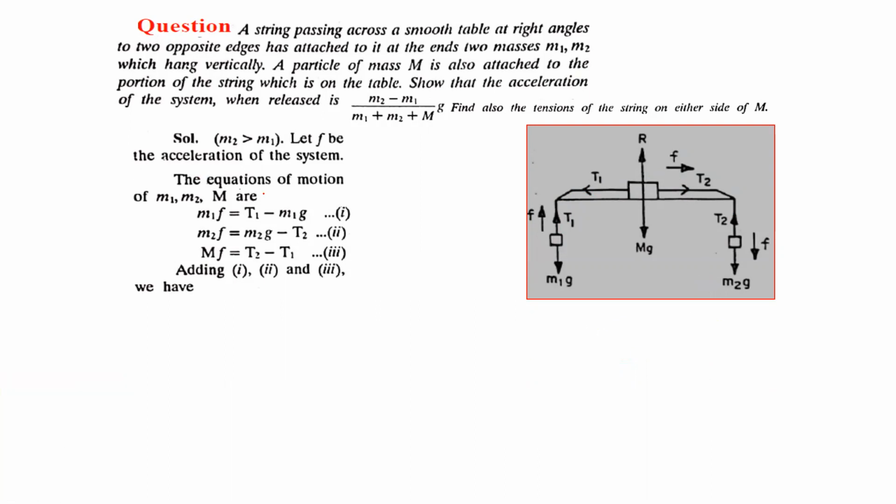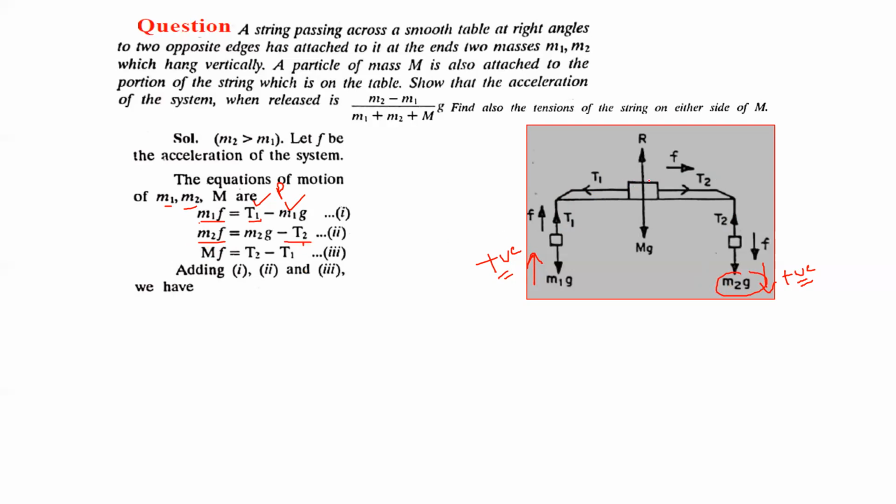So the equations of motion of masses m1, m2 and M, we have three masses and we will make their equations of motion. Firstly, for the mass m1 moving in the upward direction, taking this direction as positive, m1 g is in the downward direction so it will be negative, and T1 is in the upward direction so it will be positive, and this is the effective force, equal to mass into acceleration. Similarly, m2 is moving in this direction, so this direction will be positive for m2, and m2 g is positive and T2 will be negative, equal to mass into acceleration, m2 f.